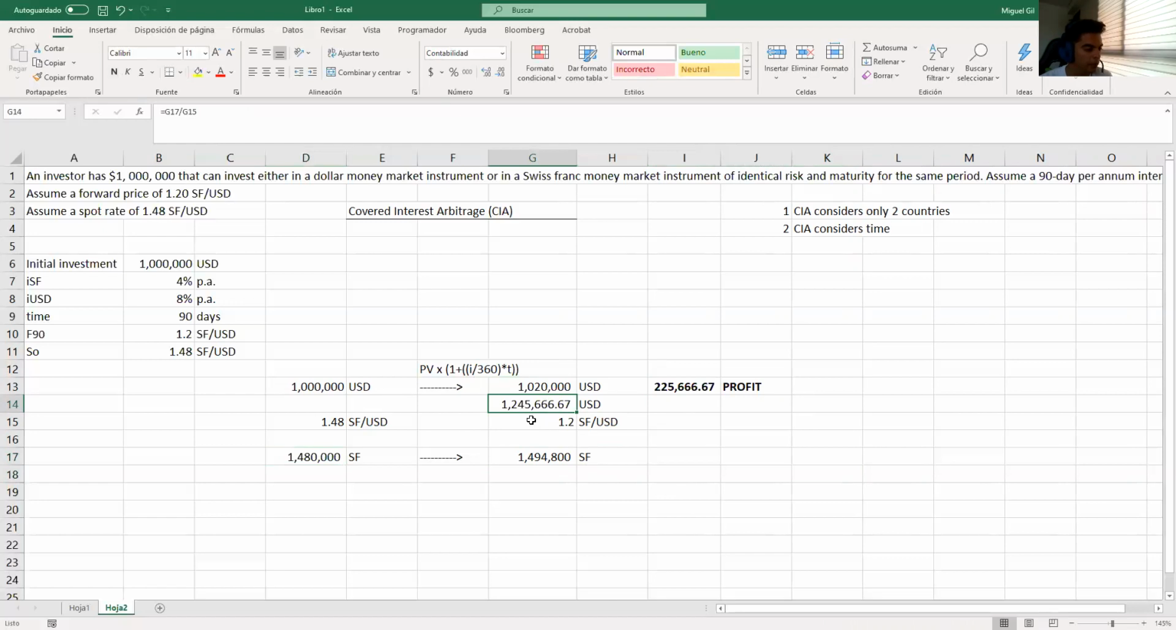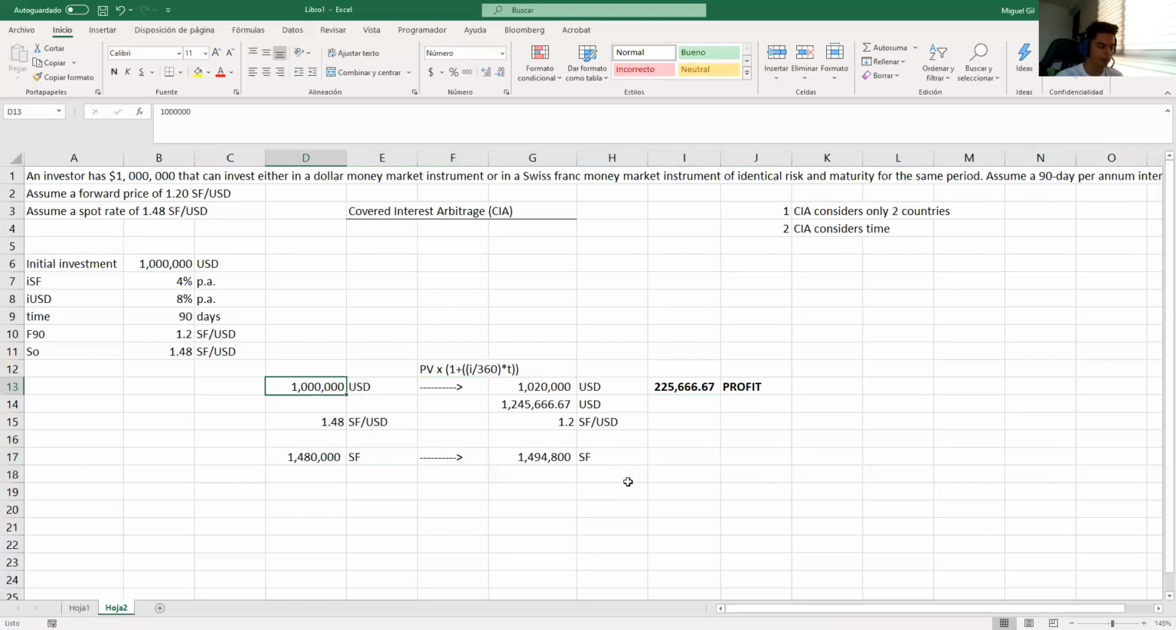You're making 1,245,000. Why don't you divide this minus this? Because we are taking care of the value of money through time. So that's why we compare the future value with the future value in dollars, and this will be profit. And your conclusion should be that you prefer this strategy, strategy number 2. And with that, we are done.